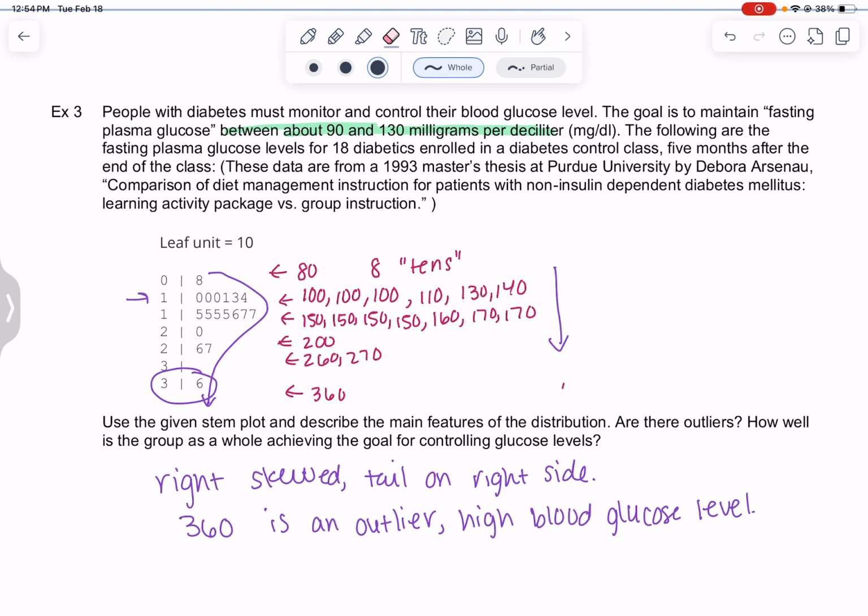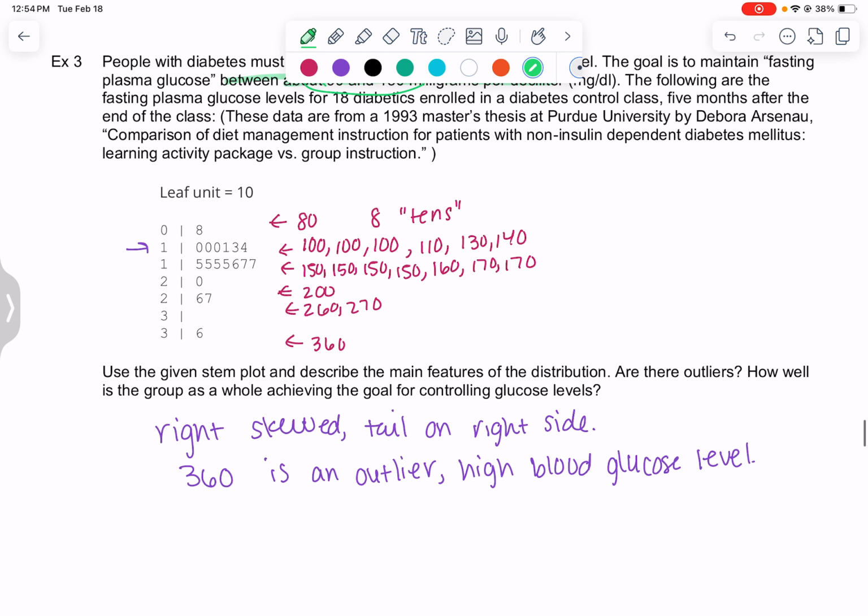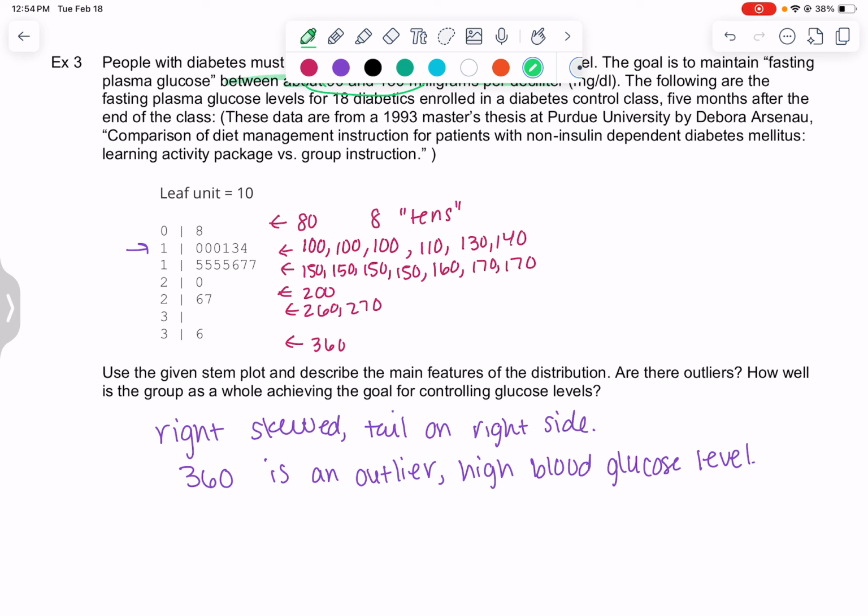Our final question is, how well is the group at achieving the goal? What was the goal? We'll have to go back to this long paragraph, and the goal is right here. Are they between 90 and 130? Not very many of them. So 80 doesn't make it, 80 is a little too low. All of these make it, and then 130 makes it. So really only this tiny little group here is meeting the goal. Visually I can tell, no, they're not doing a very good job.